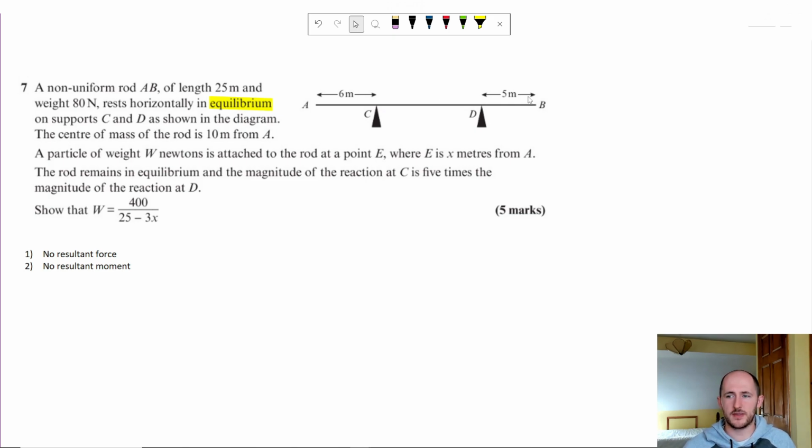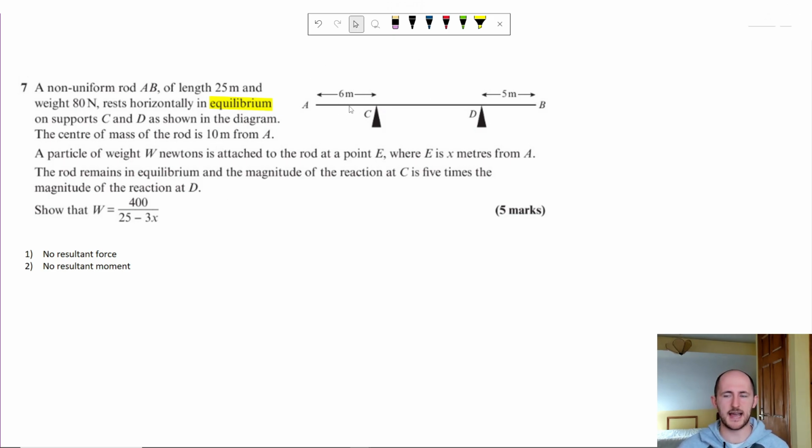In total, this is a length of 25 meters. And there's 2 supports C and D. The centre of mass of the rod D is 10 meters away from A. Particle of weight W newtons is attached to the rod at point E, where E is x meters from A. The rod remains in equilibrium, and the magnitude of the reaction at C is 5 times the magnitude of the reaction at D.